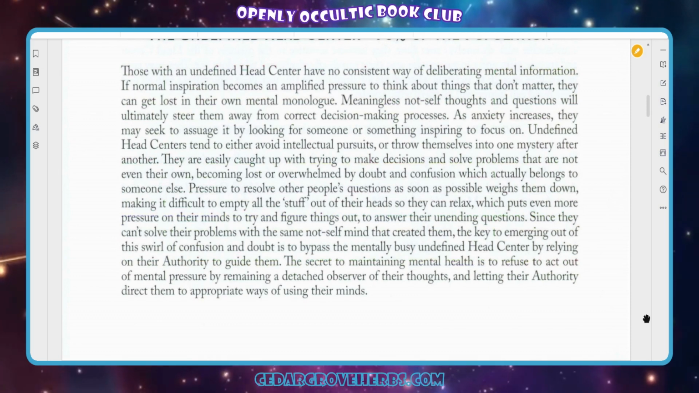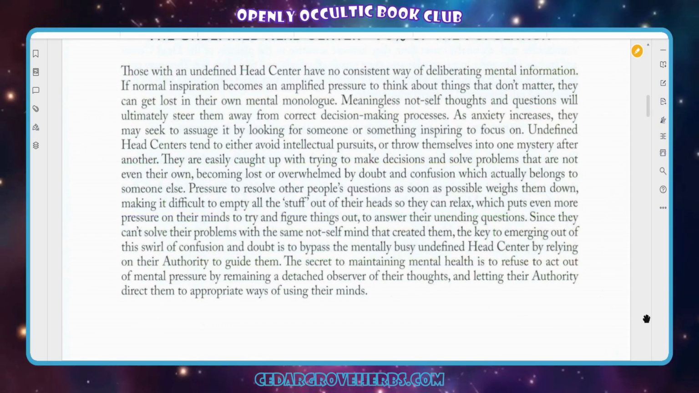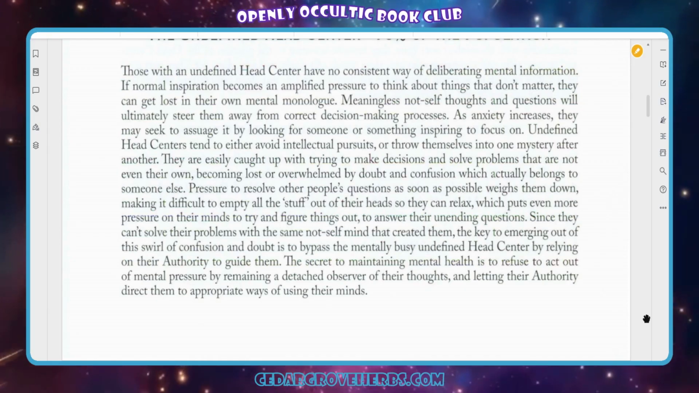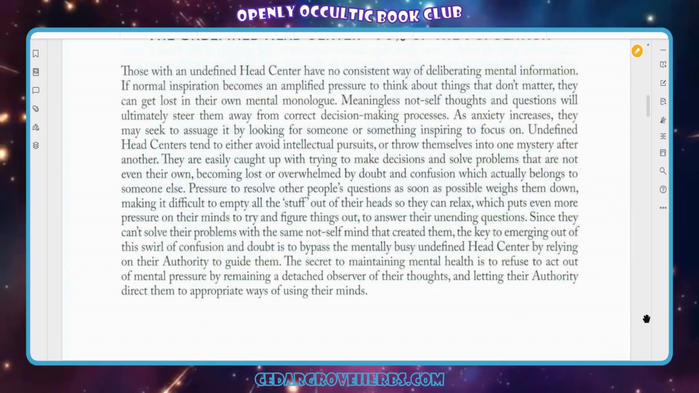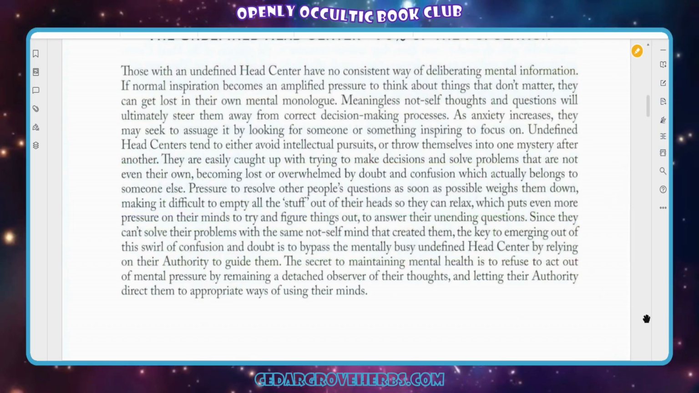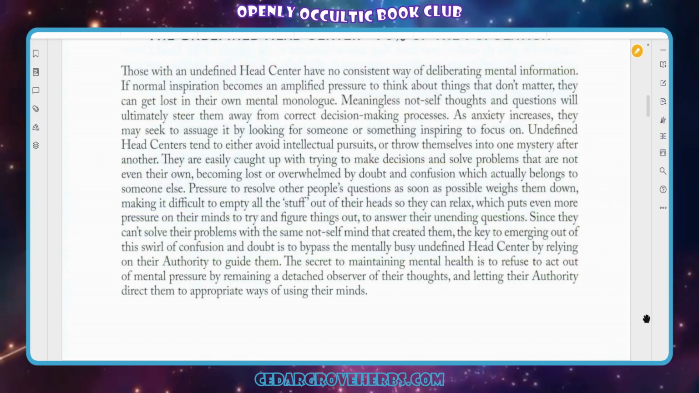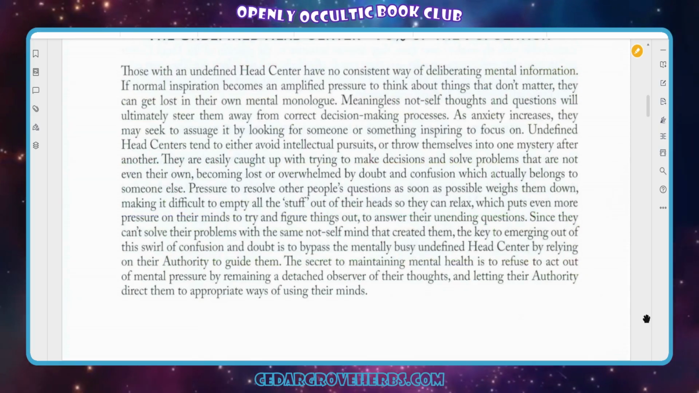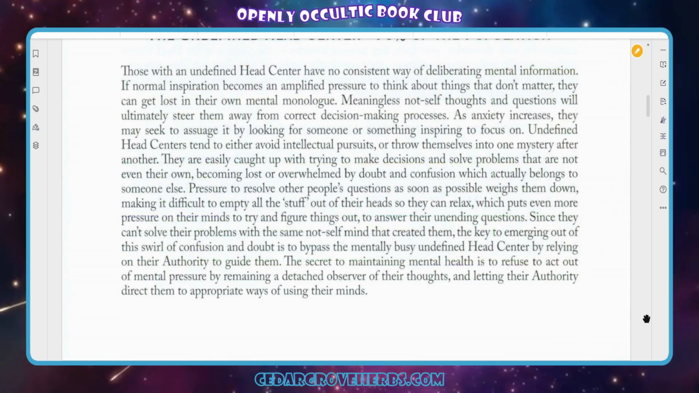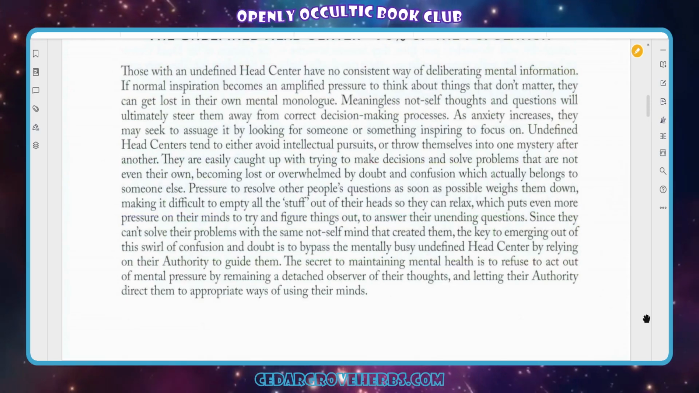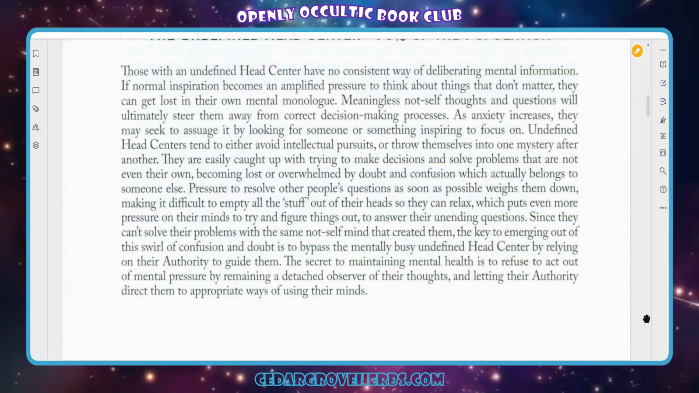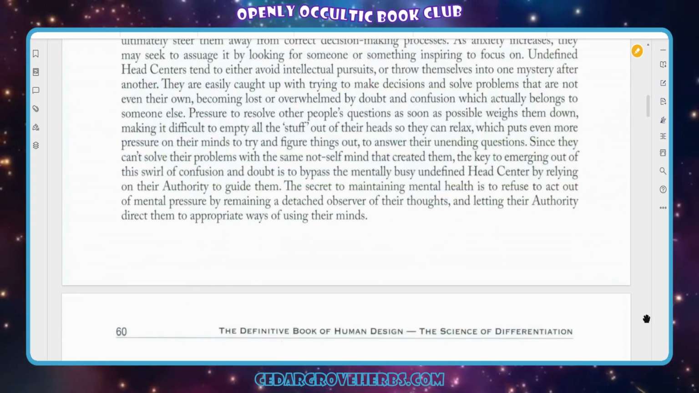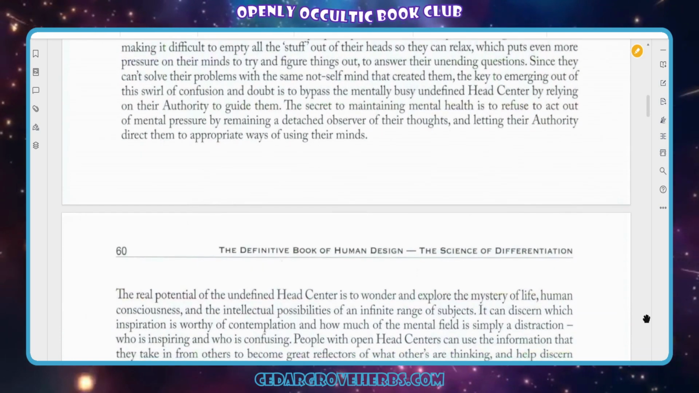Since they can't solve their problems with the same not self mind that created them, the key to emerging out of the swirl of confusion and doubt is to bypass the mentally busy, undefined head center by relying on their authority to guide them. The secret to maintaining mental health is to refuse to act out of mental pressure by remaining a detached observer of their thoughts and letting their authority direct them to appropriate ways of using their minds.